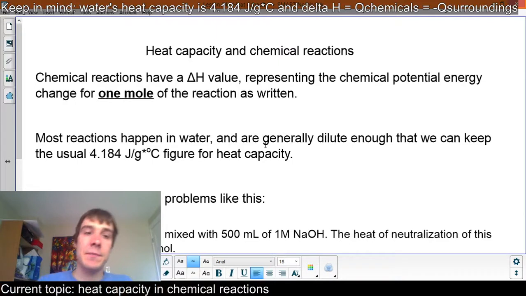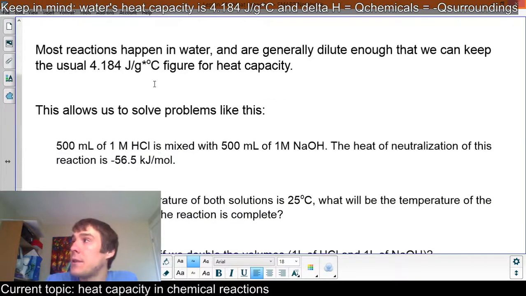This is our last practice problem. This one is using a chemical reaction. And here's some hints for these. The delta H value is always for 1 mole of the reaction as written, or 1 mole of whatever reactant is highlighted. The other thing is that most reactions happen in water, and typically whatever we're dissolving is pretty dilute, so we can just keep the 4.184. This changes with really high concentrations, like really salty water. It'll change the heat capacity. But we're going to assume that we keep 4.184 for simplicity's sake.